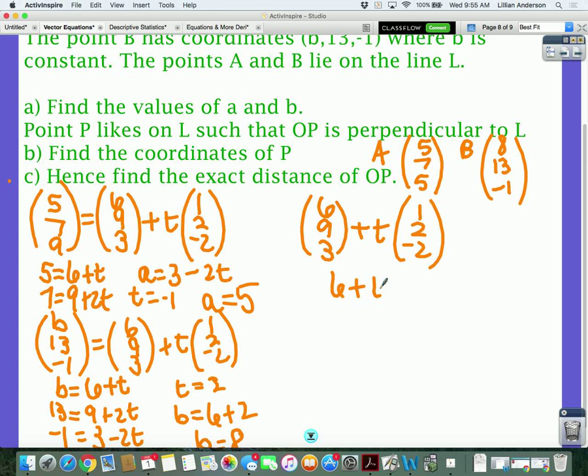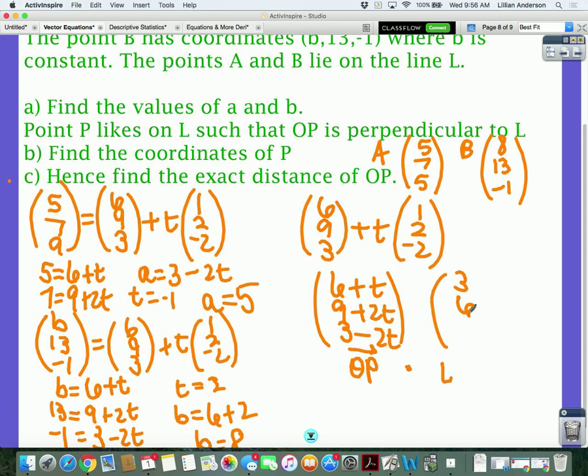So we're going to have 6 plus T, 9 plus 2T, and 3 minus 2T, okay? This is basically OP right here. We need to do the dot product with L, and what we're going to use for L is not 1, 2, or -2. We're not going to use any part of L. We're going to use the fact that we have 2 points that are on L. What is this vector right here? How do we figure out what this vector is? 8 minus 5, 3. 8 minus 5, 3. 13 minus 7 is 6.